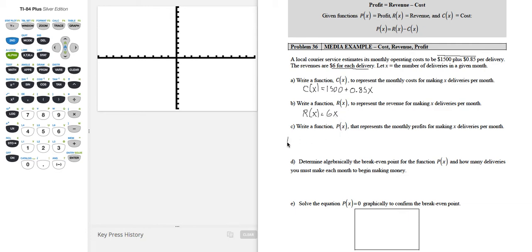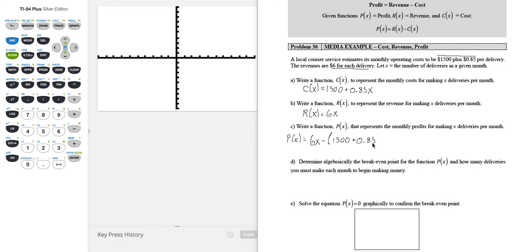Profit is revenue minus cost. That's given to us in the table at the top of the page. P of x equals R of x minus C of x. So let's figure out what our profit function is. We're going to take our revenue function, which is 6x, and subtract our cost function. Be very careful. You must use parentheses here so that the signs of your profit function are correct.